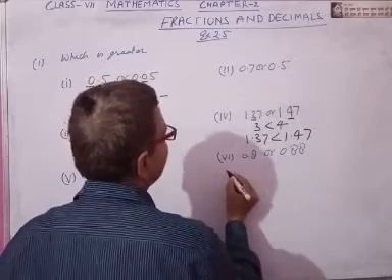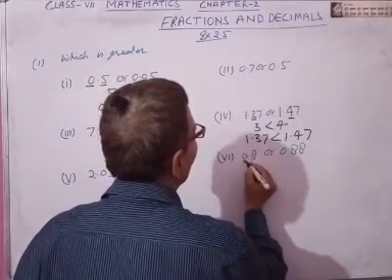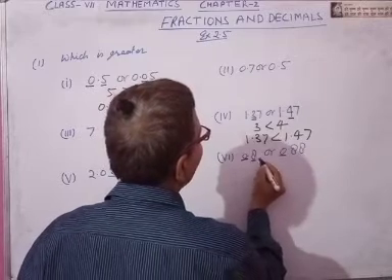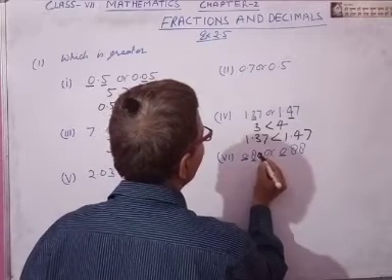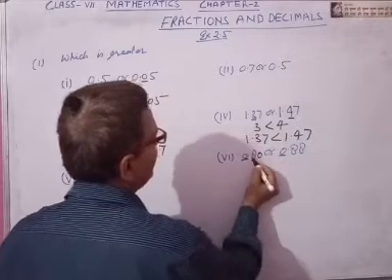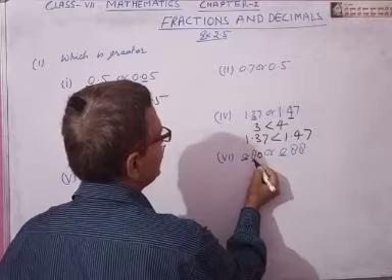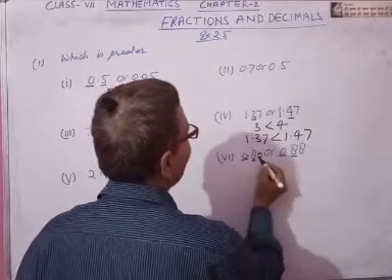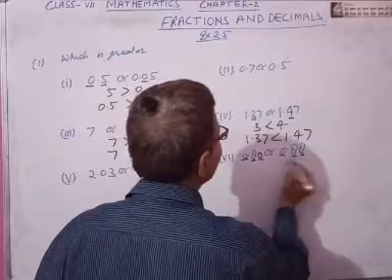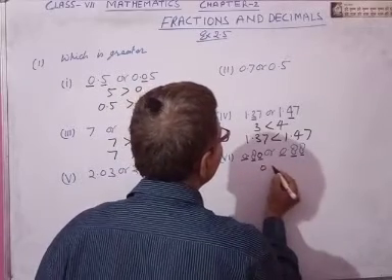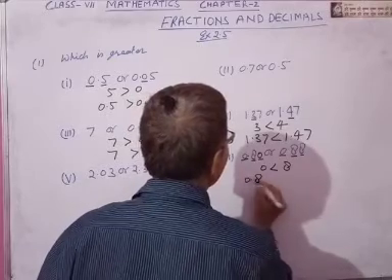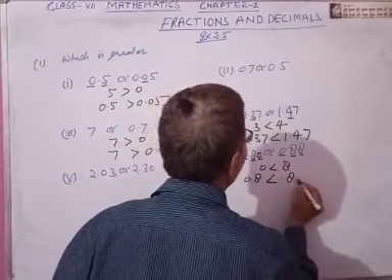See this part. Here the whole part is 0 and after the decimal there is 8, and there is nothing, so you can write 0 here. The first digit after the decimal, the leftmost digit, is 8, and here it is also 8. The next digit here is 0 and here is 8. Since 0 is less than 8, 0.8 is less than 0.88.